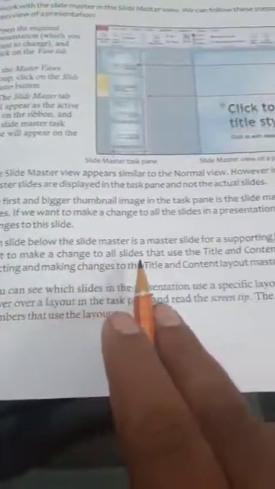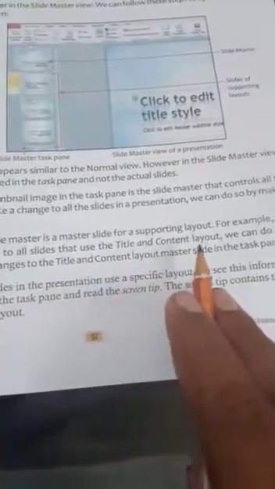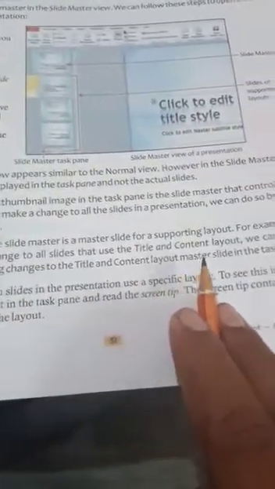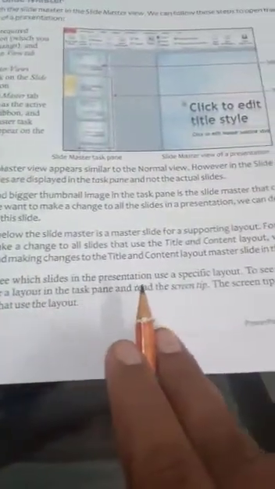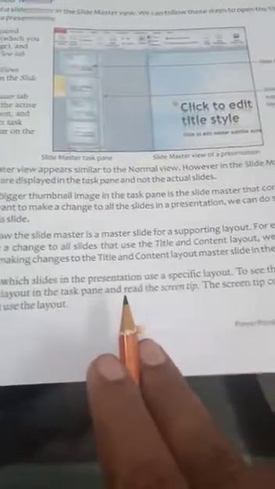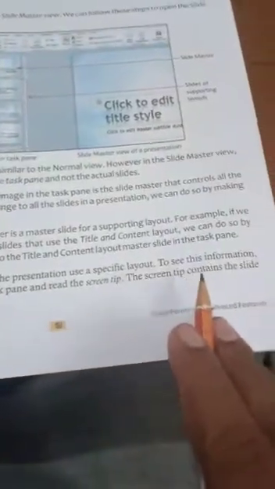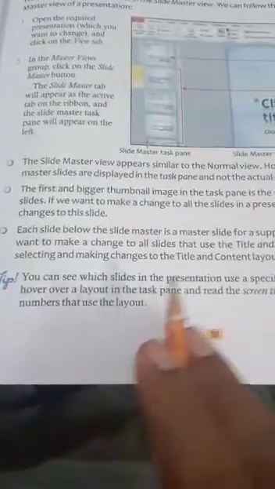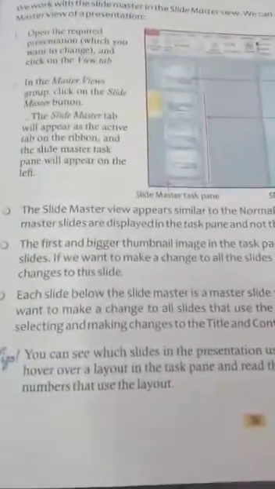For example, if we want to make a change to all slides that use the title and content layout, we can do so by selecting and making changes to the title and content layout master slide in the task pane. Tip: you can see which slides in the presentation use a specific layout. To see this information, hover over a layout in the task pane and read the screen tip. The screen tip contains the slide numbers that use the layout.